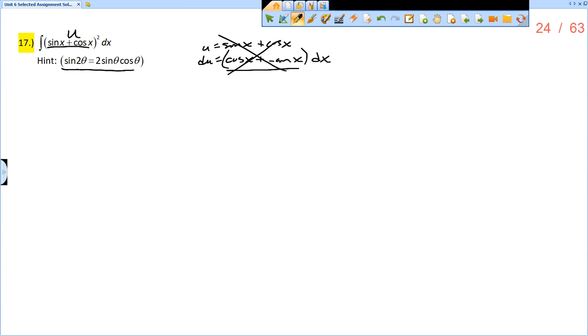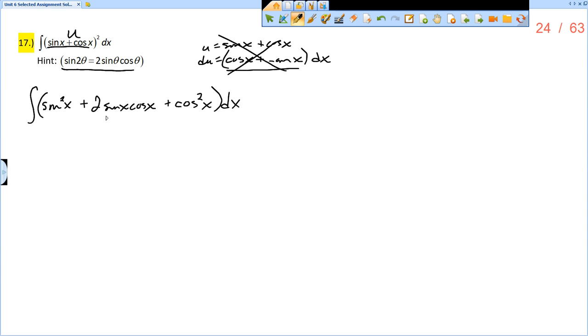Now, I also give you this hint, which is probably important, right? And so the way we approach this one is we multiply out this (sine x plus cosine x) squared. So that, remember, means (sine x plus cosine x) times itself. And so you're going to end up with sine squared x plus, now I have sine times cosine and two of those, so 2 sine x cosine x, and then plus cosine squared x, right? All of that now is being integrated.